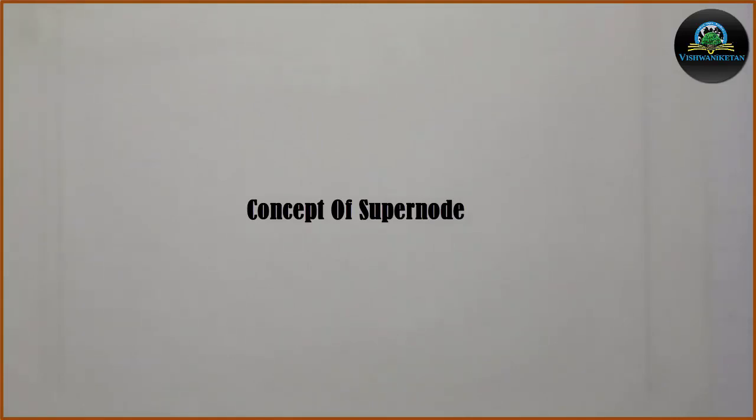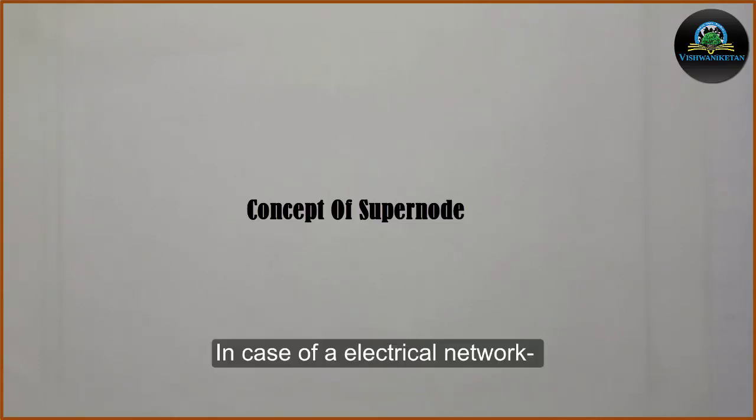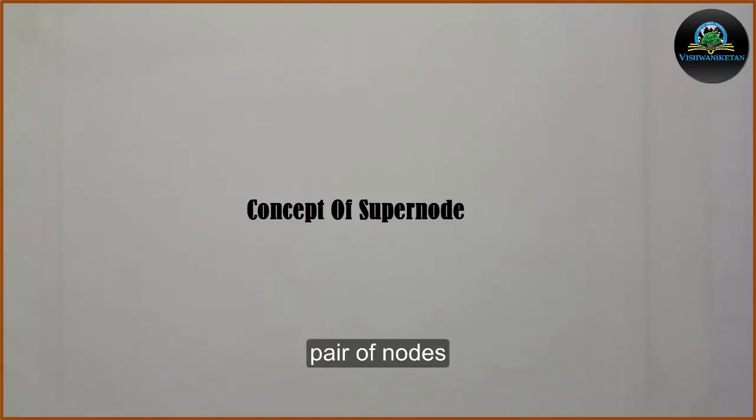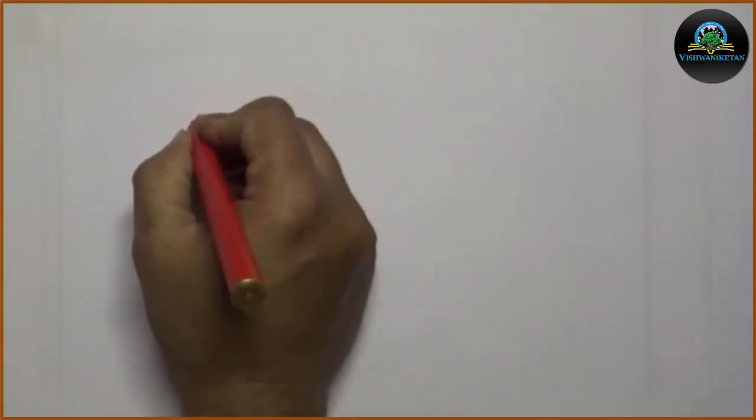Today we will see the concept of supernode. In case of an electrical network, when a voltage source is present between a pair of nodes, then we consider it as a supernode. Let us draw it by a circuit.